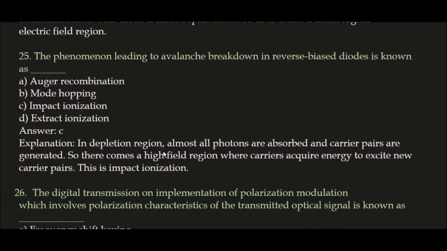Next question. The phenomenon leading to avalanche breakdown in a reverse biased diode is known as, correct answer is option C, impact ionization. In the depletion region, almost all photons are absorbed and carrier pairs are generated. So there comes a high field region where carriers acquire energy to excite new carrier pairs. This is impact ionization.